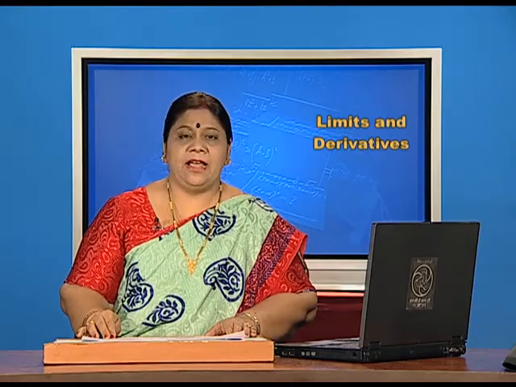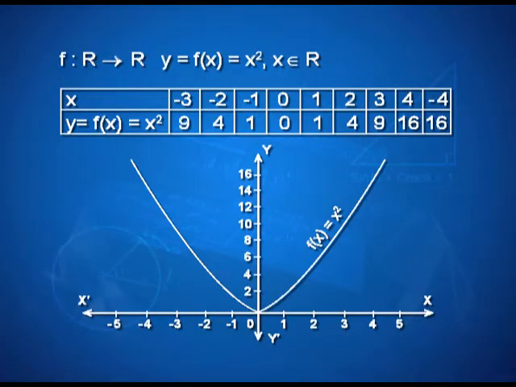Consider the function f of x is equal to x square. Look at the graph on your monitor. Y is equal to f of x is equal to x square, where x belongs to R. You will see that for various values of x, f of x has different values. For example, for -3, x square is 9, for -2 it is 4, for -1 it is 1, for 0 it is 0, and for 1 it is 1, and so on for positive integers.